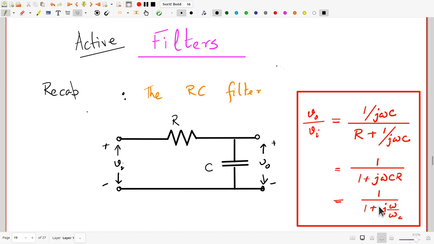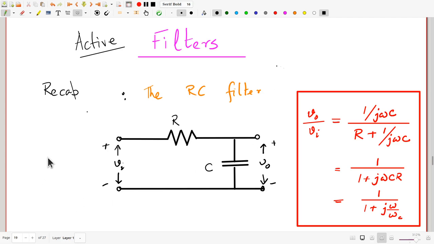Since power is the square of the voltage, this is exactly what is called the half power frequency. Or if you are using the decibel scale, this is the 3 dB cutoff frequency. So this is often called the cutoff frequency or the 3 dB frequency or the half power frequency, depending on whatever application you have in mind. All of them mean the same thing.